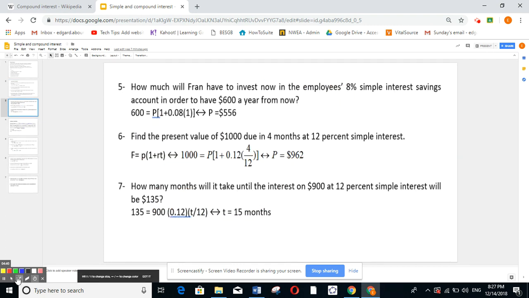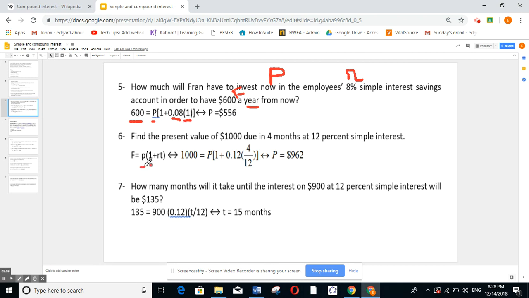More examples. How much will Fran have to invest now? So we need to find the present value, where the interest rate is 8%, in order to have $600 a year from now. So future equals P times 1 plus R times T. Future is 600, and I want to find P. Interest is 8% for 1 year, so you divide using your calculator to find P.